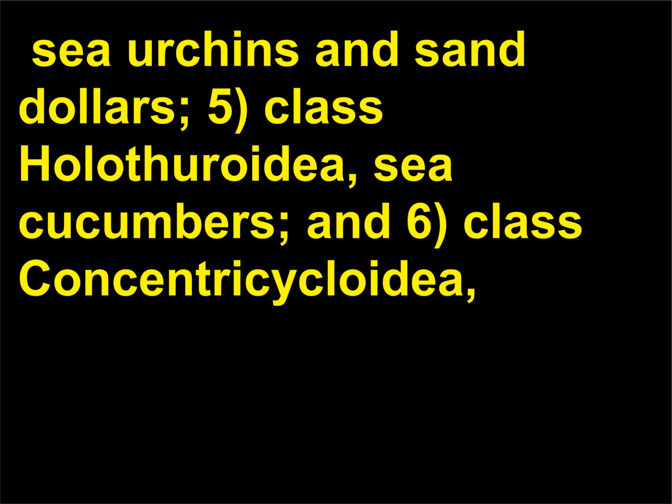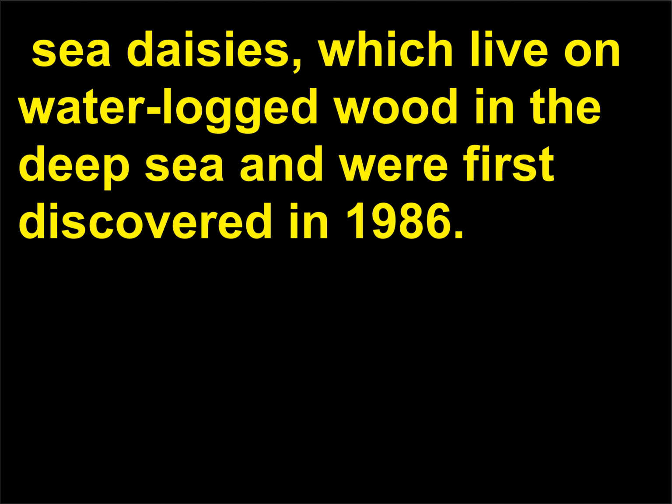sea urchins and sand dollars. 5, class Holothuroidea, sea cucumbers. And 6, class Concentricycloidea, sea daisies, which live on waterlogged wood in the deep sea and were first discovered in 1986.